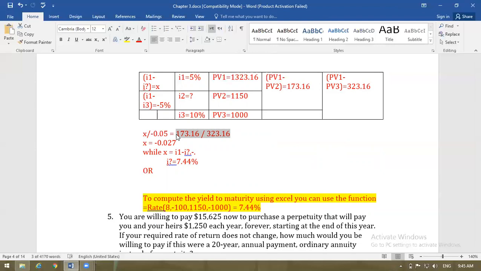While we know that x is equal to I1 minus I question mark, putting all the values in this, we can easily find out I question mark is equal to 7.44%. So our desired rate of interest is 7.44%, at which the present value of the bond will be 1150.